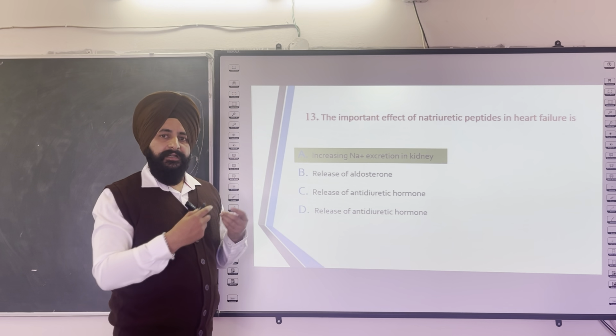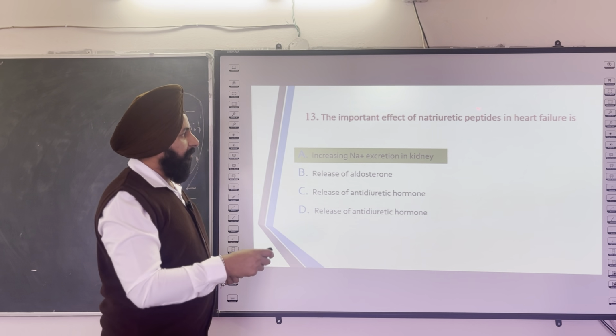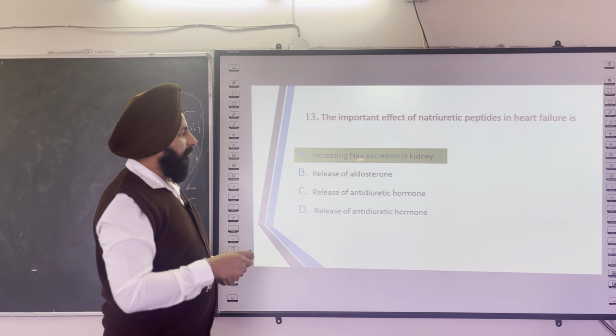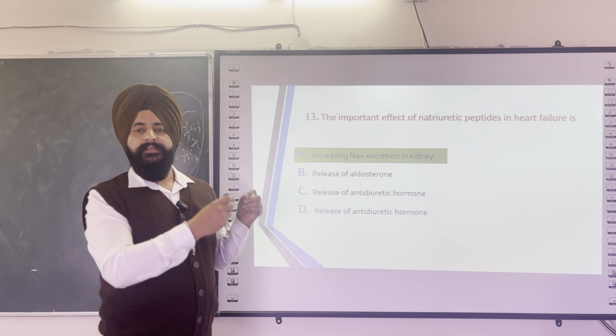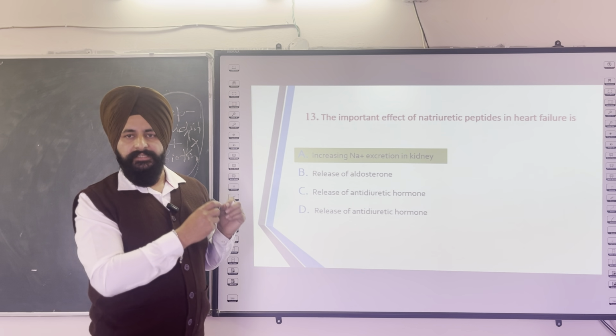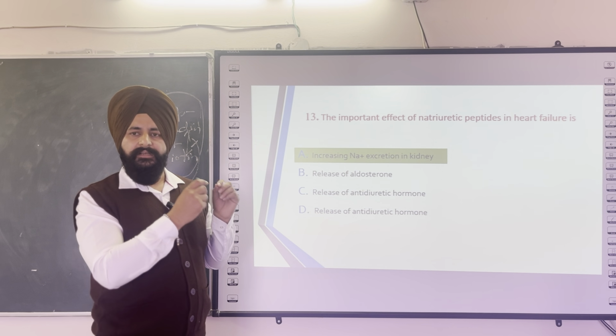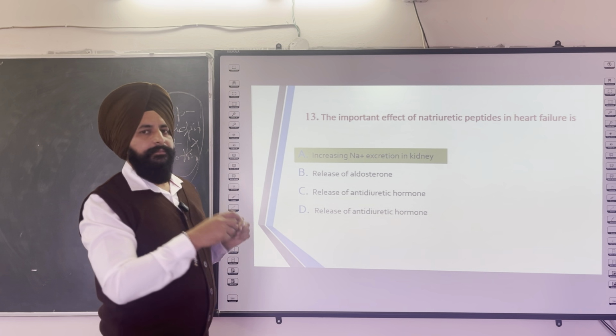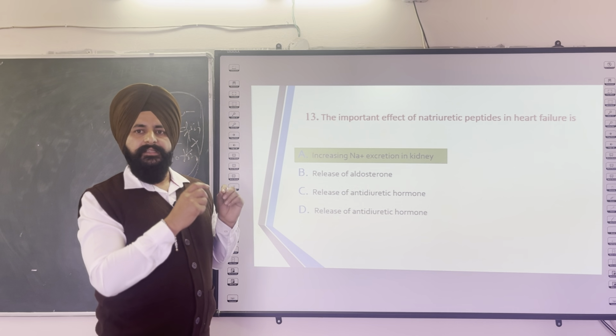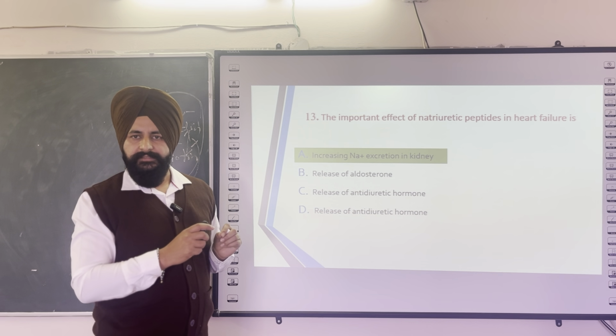Another question can be asked in the GPAT: how does natriuretic peptide increase sodium excretion in the kidney? The correct answer is they reduce or inhibit the renin release. So by inhibiting the release of renin, the natriuretic peptide increases the sodium excretion in the kidney and they are useful as antihypertensive agents.